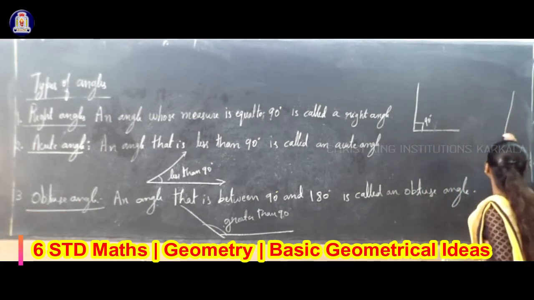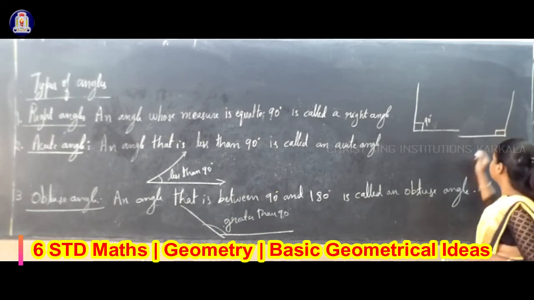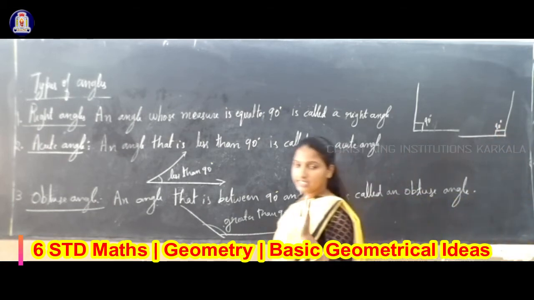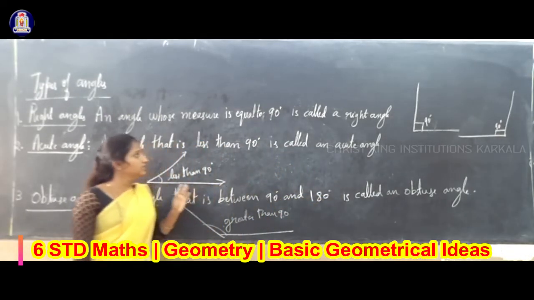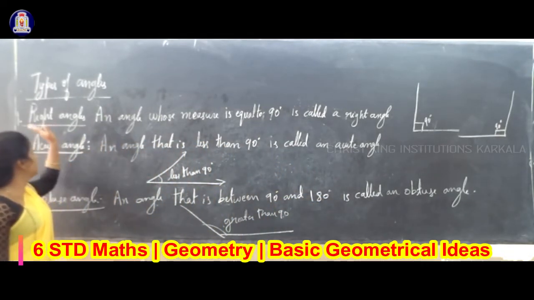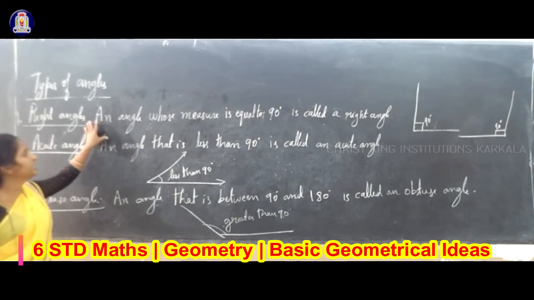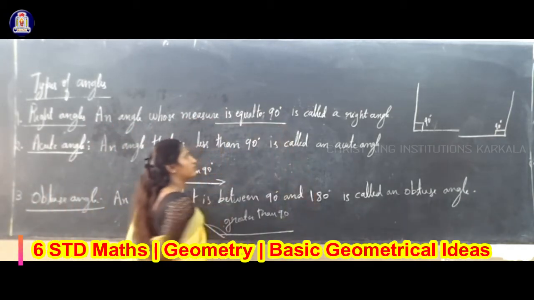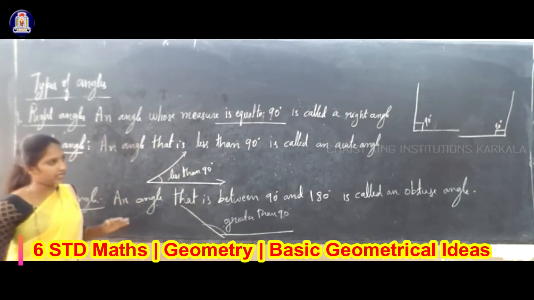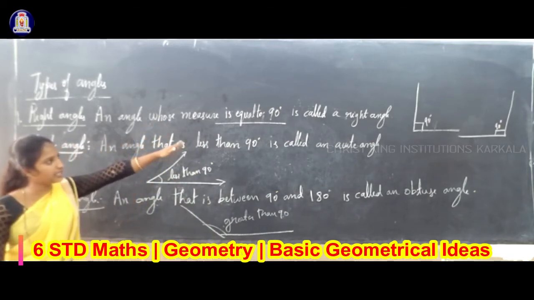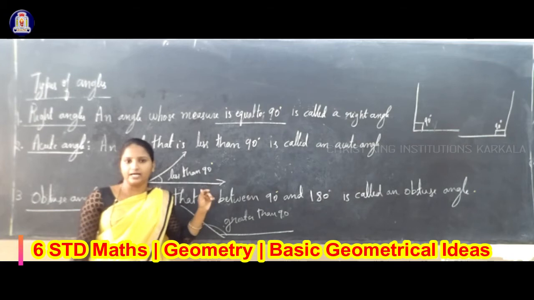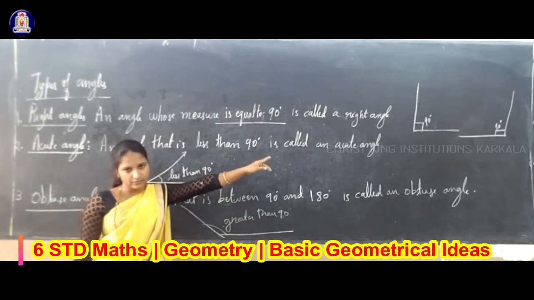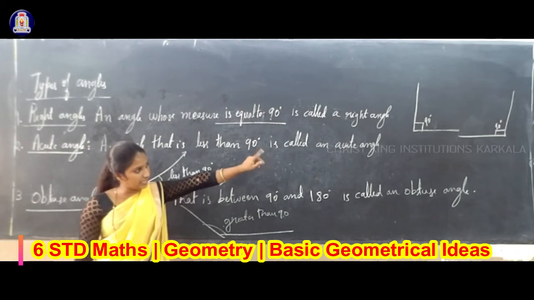We can draw it like this also. This is also a right angle, if this angle measures exactly 90 degrees. What is a right angle? An angle whose measure is equal to 90 degrees is called a right angle. See, here I drew some diagrams with figures. That is a right angle figure. Clear? So a right angle is 90 degrees.